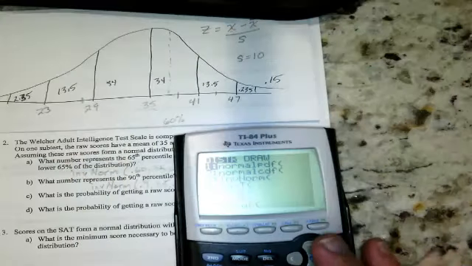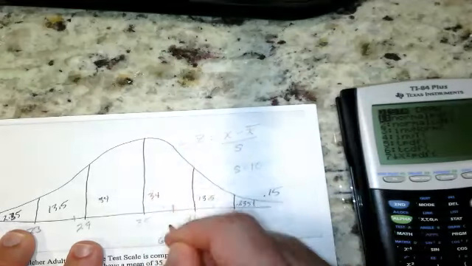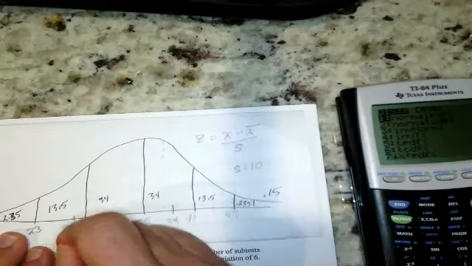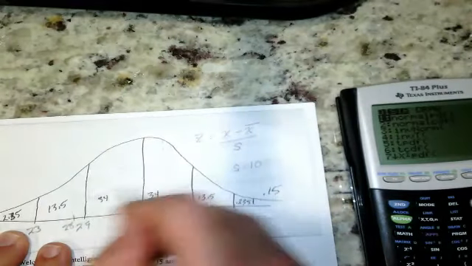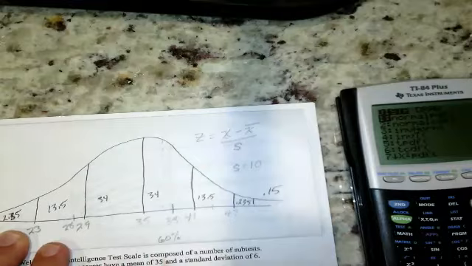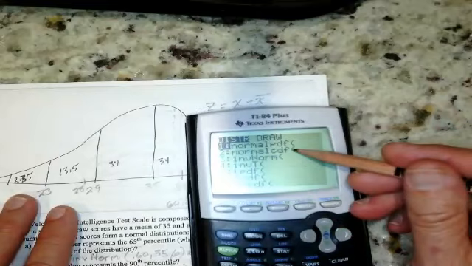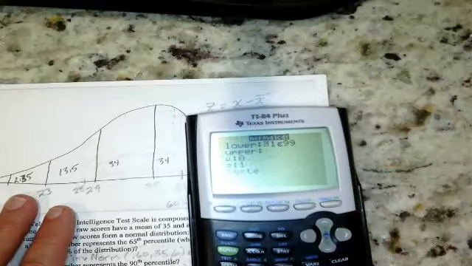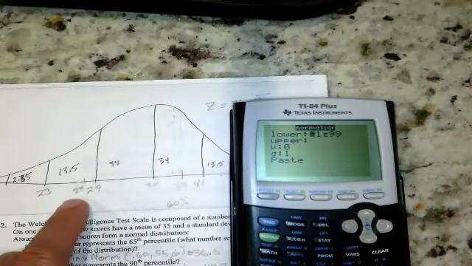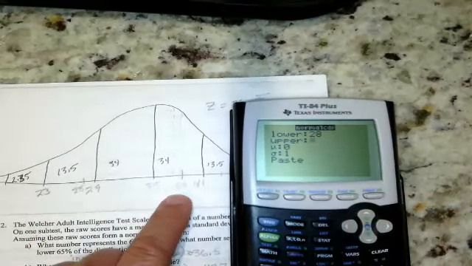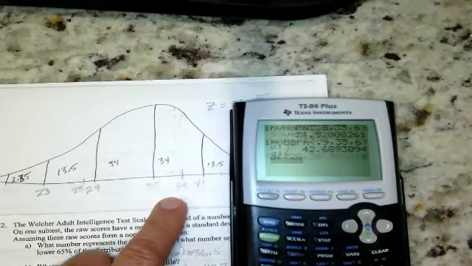We want the total area between 38 and 28. So in other words, we want this area right here. We want all that area there underneath the curve. So to find that, I don't use inverse norm. We use the normal CDF. So my lower number here to the left, what's the farthest left number I'm dealing with? It's 28. My upper number is going to be 38. Again, I put in my mean, my standard deviation of 6.